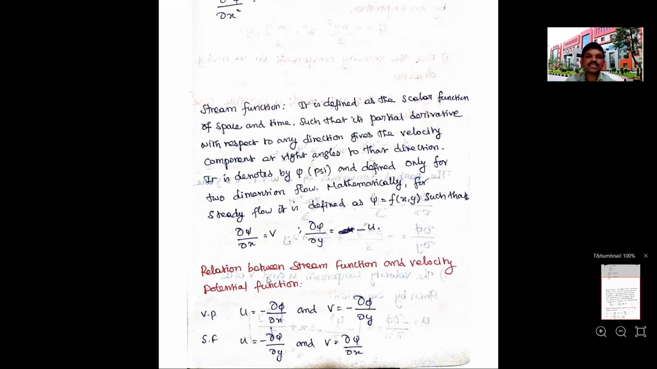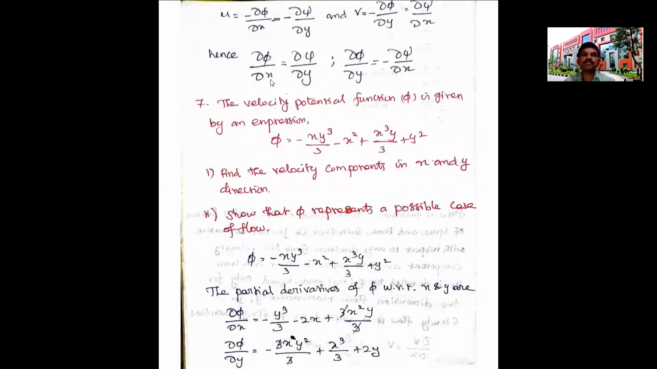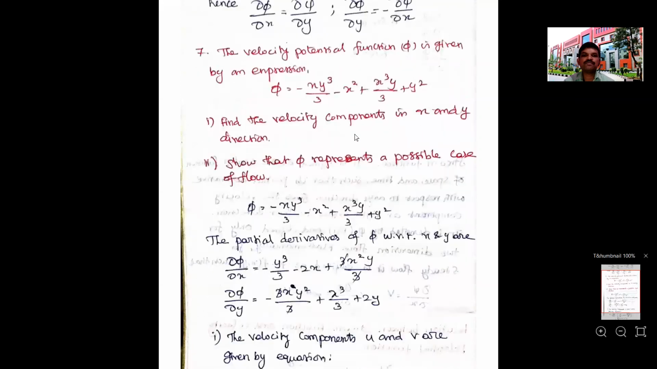Next, the relation between stream function and velocity potential function. This we already saw in the last class. In both the velocity potential function and the stream function, we have the two velocity components u and v. So we can relate both: ∂φ/∂x equals ∂ψ/∂y, and also ∂φ/∂y is equal to minus ∂ψ/∂x. These are the relations between the velocity potential function and the stream function. Now we will see the problems on the stream function.